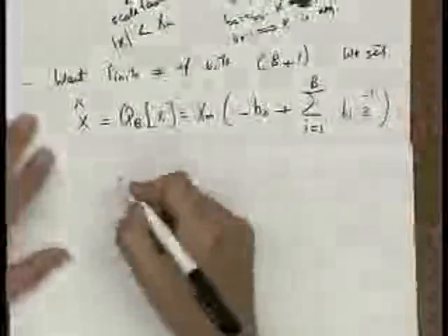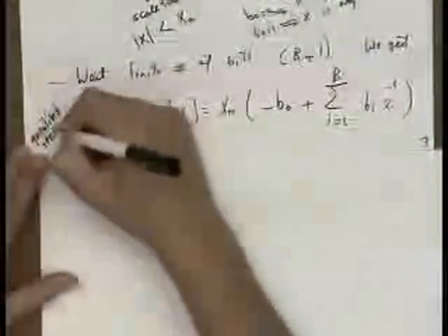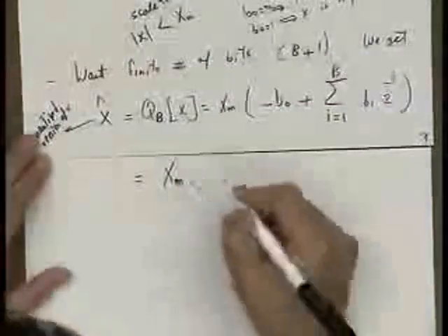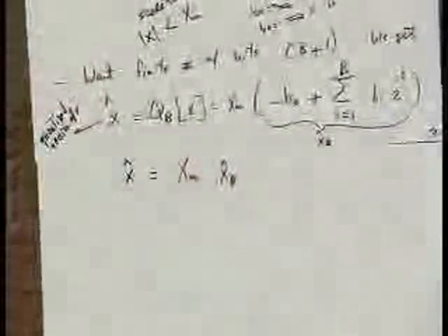And this x hat is just a quantized version of x. This is equal to also x_m times what I call x hat of b, where this thing is just, by definition, x hat of b. Okay? So x hat of b is again the quantity that's between 0 and 1.